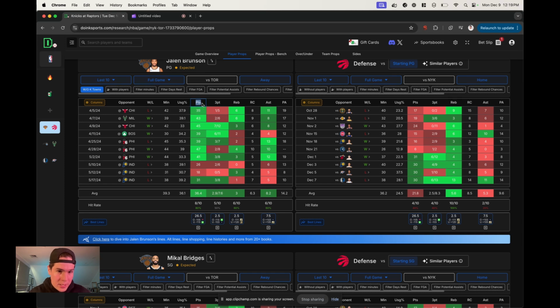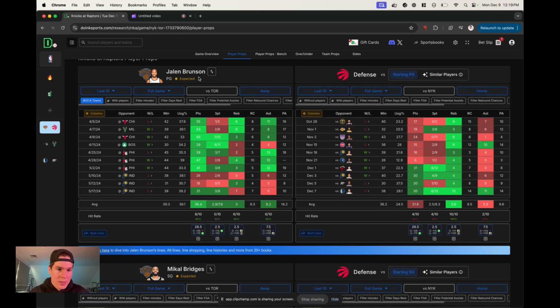One thing that really changed was the points. So when Towns is out, Jalen Brunson seems to score a lot of points, going over his current line of 26.5, 8 out of the last 10 times, with an average of 36.4 points. Wow, that's a lot. There's a million other things to check here.